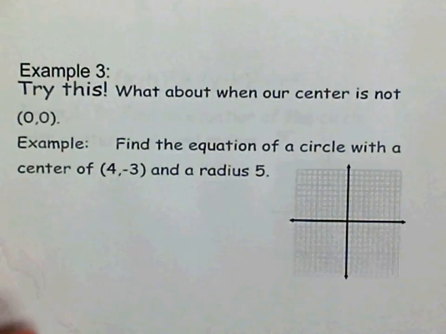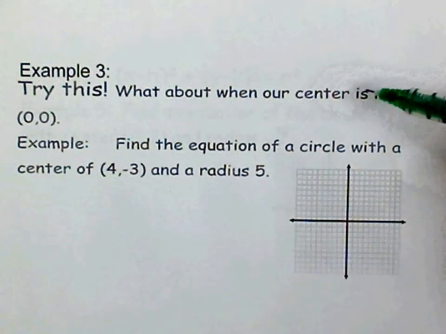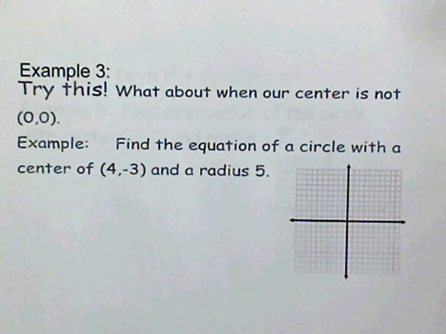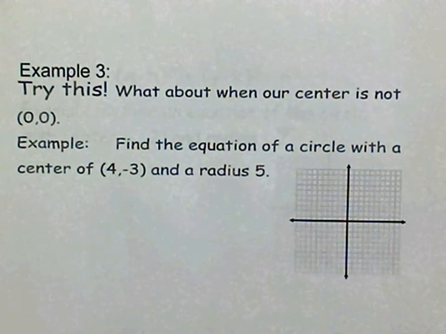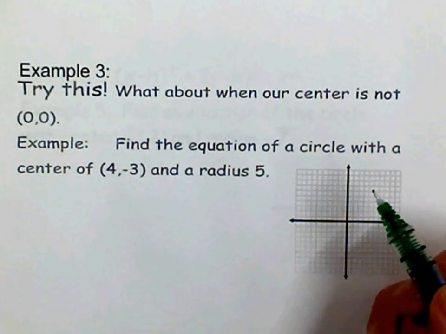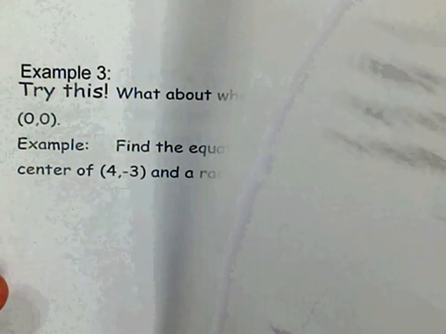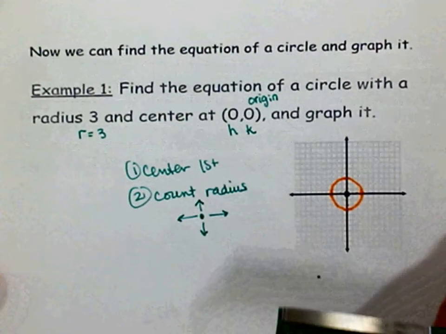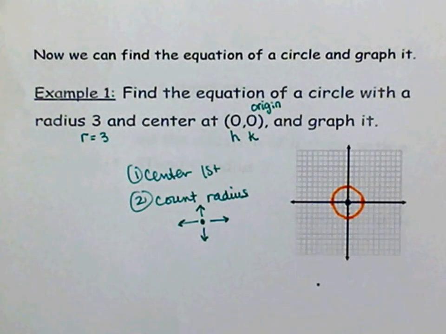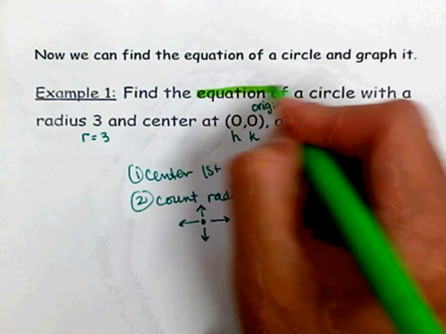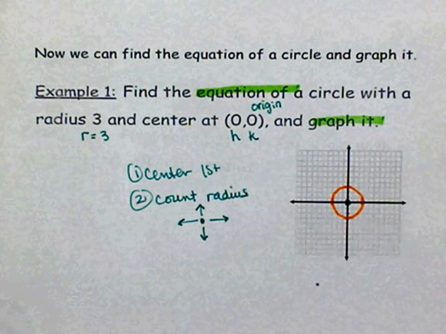Okay? Oh, wait, example 3. Try this. What about when your center is not 0, 0, when it's not at the origin? What are you going to do? Well, let's see. All right. Find the equation. Oh, wait. You know what I forgot? Go back to your notes real quick. Go to example 1. I forgot something. What were we supposed to do? I did not follow. We are supposed to find the equation and then graph it. Oops, I forgot one thing. We have to go find the equation.